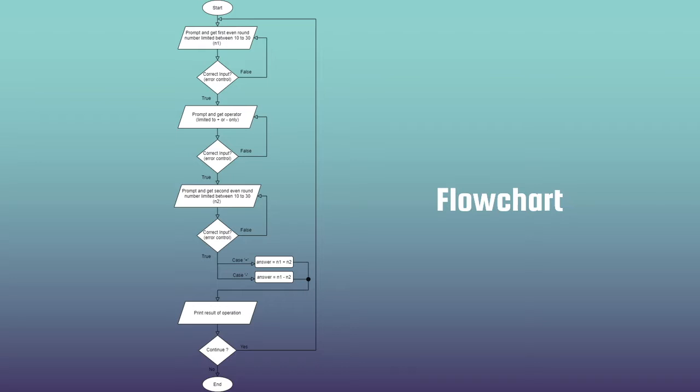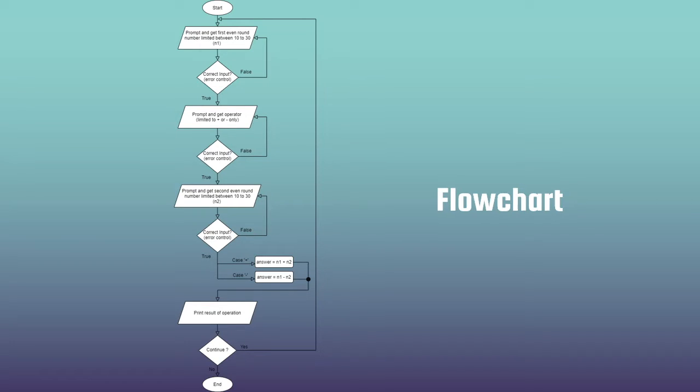If it is true, it will continue to the next step, which is to prompt and get the operator, limited to plus or minus only. Again, it will have the error control process, and if it does not fulfill the required symbol, plus or minus only, it will be regarded as false. But if it does, it will be regarded as true and continue to the next step, which is to prompt and get the second even round number limited between 10 to 30, labeled as N2. From here, another error control will be done. When it is false, it will prompt the user to repeat entering the input, but if it is true, it can continue to the operation of the switch statement.